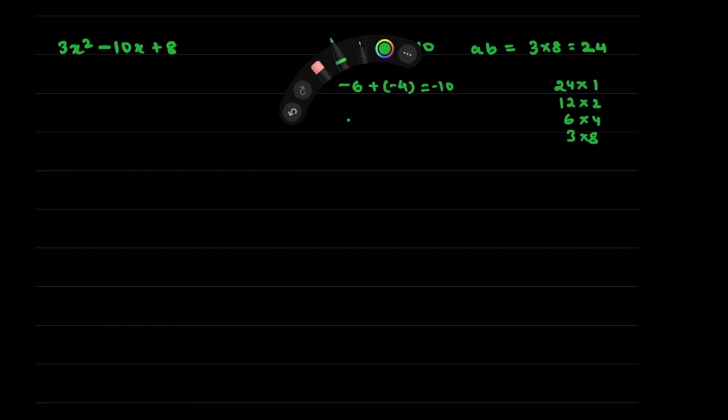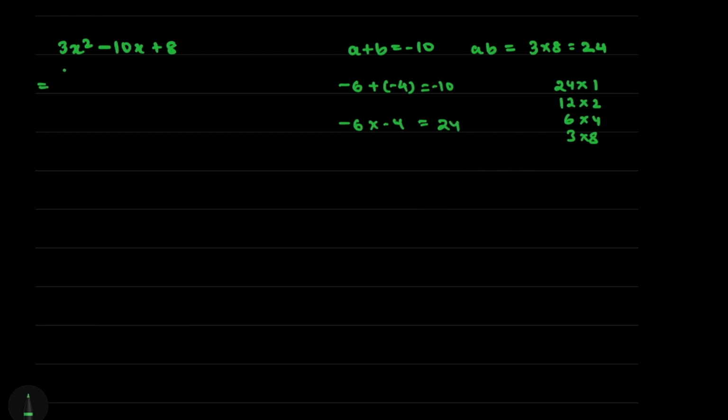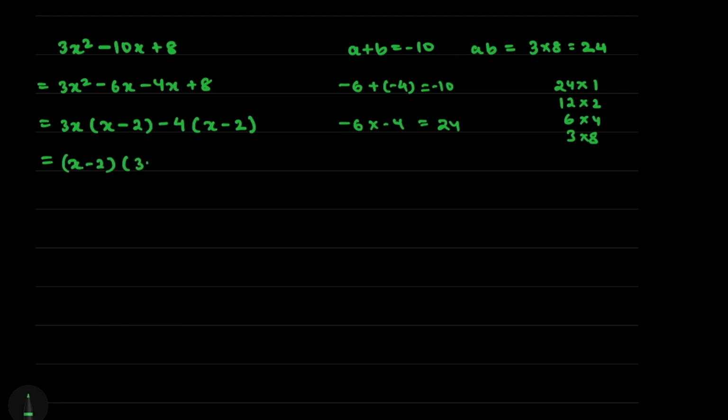6 into 4. So if we add minus 6 and minus 4, we'll get minus 10. And if we multiply minus 6 into minus 4, we'll get 24. Let's try this. So we have 3x squared minus 6x minus 4x plus 8. We'll take the common factor from the first two as 3x, leaving x minus 2. We'll take the common factor as minus 4 here, and we again get x minus 2. Now we can take x minus 2 common here, and our quotient would be 3x minus 4. So that gives us the final factorized value for this question.